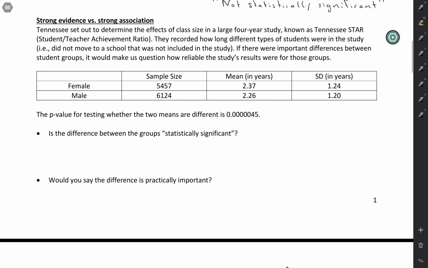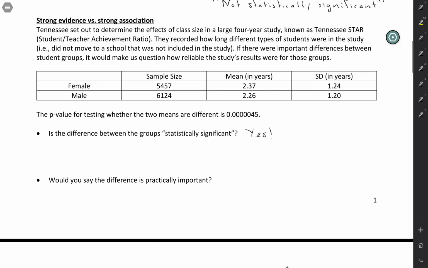So when you actually do a hypothesis test, the p-value is 0.000045. So it is an extremely small p-value. So is this difference between the groups statistically significant? Yes, it doesn't really matter what alpha level we're talking about here. That p-value is going to be smaller than any reasonable alpha level, right? We usually see like 0.1, 0.05, 0.01. This is way smaller than any of those alpha levels.